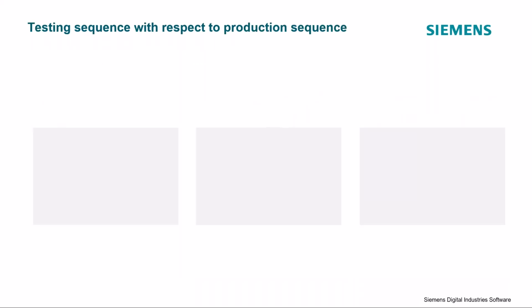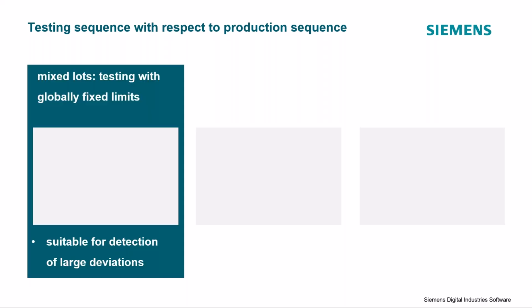The next topic is the testing sequence with respect to the production sequence. We could have the situation that we get mixed production lots, so parts from different batches of raw material may be produced on different tools, and all of them in a box mixed up.